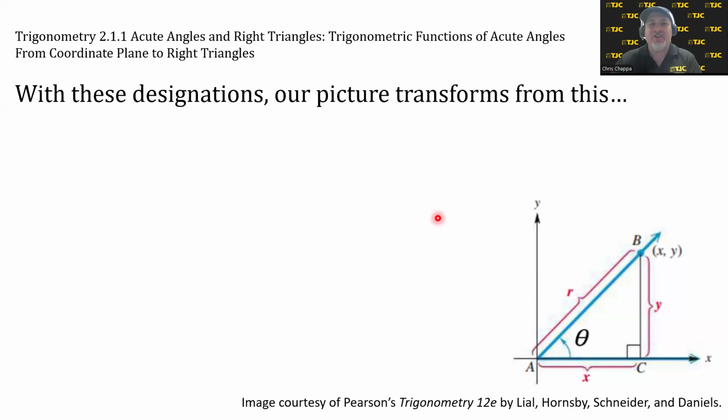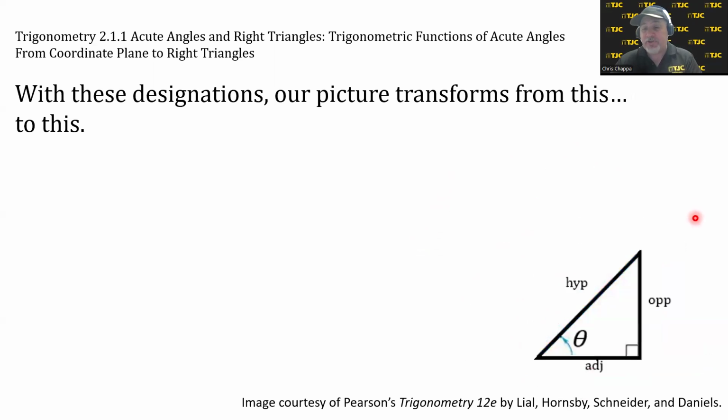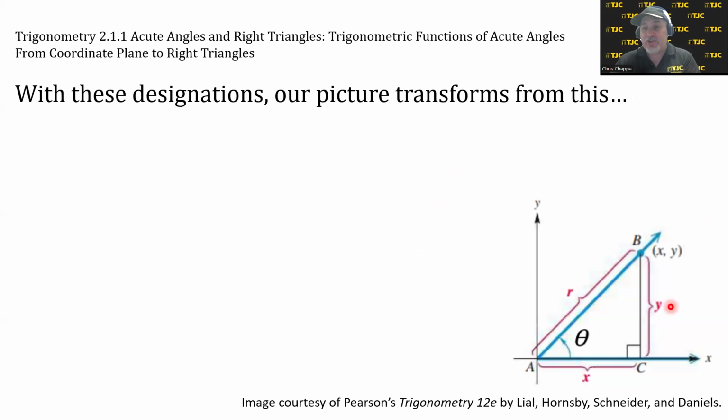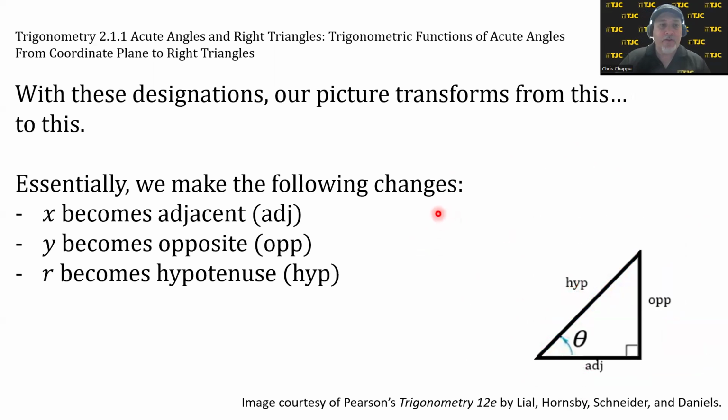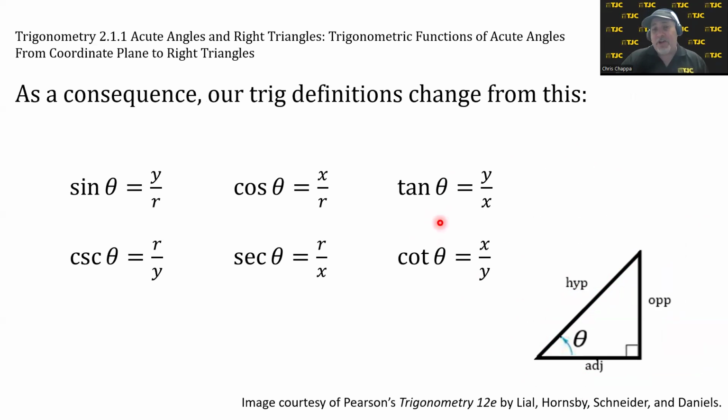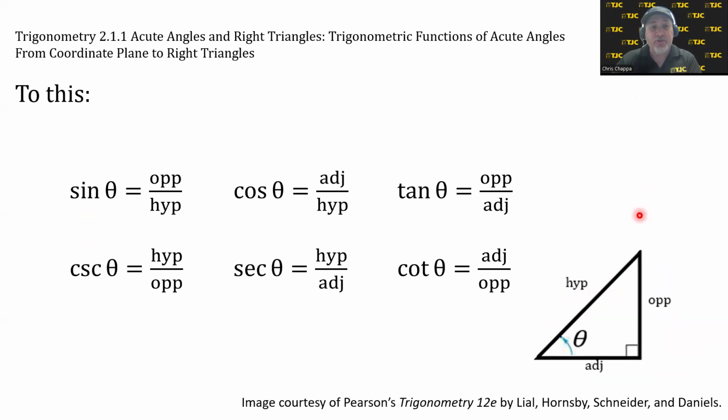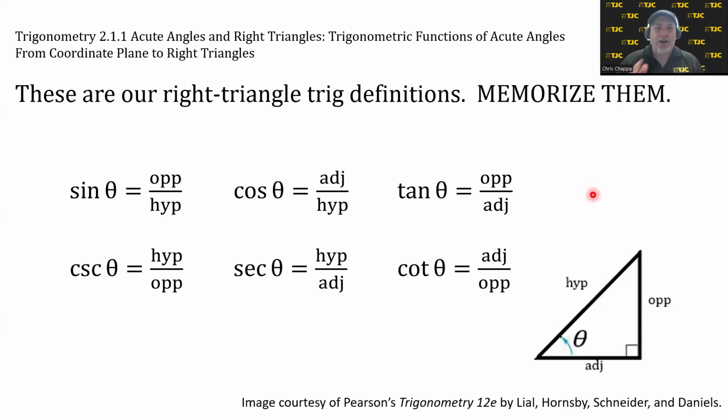With these designations, our picture transforms from this to this. x becomes adjacent, y becomes opposite, r becomes hypotenuse. Essentially, we made those changes. As a consequence, our trig definitions change from this, the x, y, r definitions, to this, the opposite, adjacent, hypotenuse definitions. These are our right triangle trig definitions.